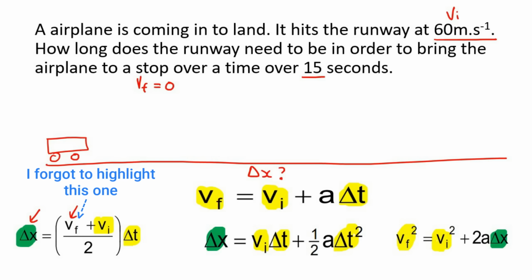But we can use this equation because there's only one thing that we don't have. So we'll use this one, and then once we have A, we can plug it over there, and then we can solve the rest of the question. So let's go Vf equals to Vi plus A delta T.